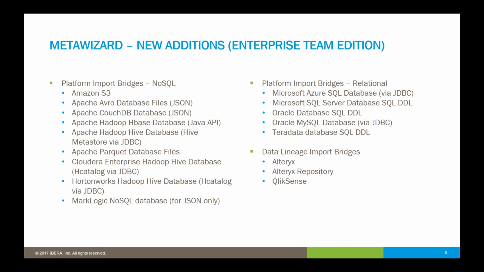So we've actually introduced a number of new platform bridges for a number of the NoSQL data stores, such as Amazon S3, Avro, CouchDB. We also have import capabilities that even overlap some of the other ones because we do support things like Hadoop Hive natively, but you can also get at it using the Meadow Wizard bridges as well. Cloudera, Hortonworks, MarkLogic, so a number of things there. And you'll notice that in addition to our native MongoDB support, you're seeing in these Meadow Wizard bridges a lot more support now for JSON as well, because JSON and document stores are becoming more prevalent in the marketplace.